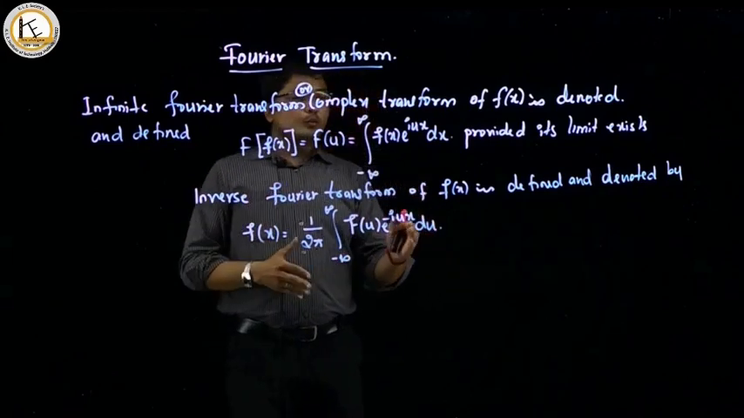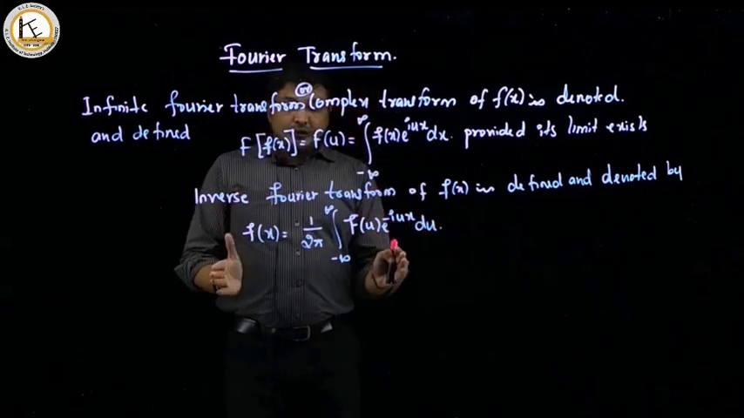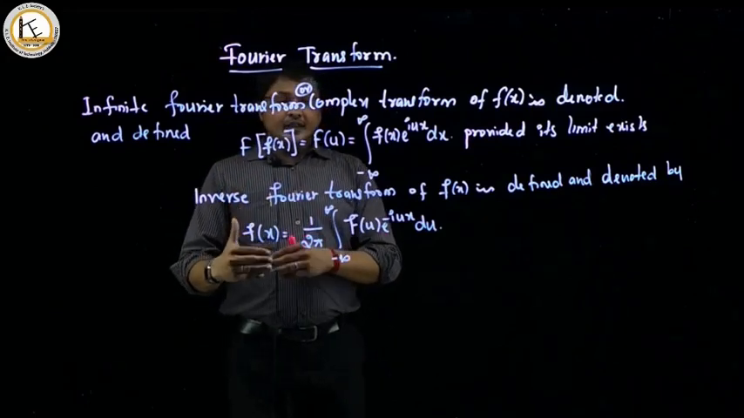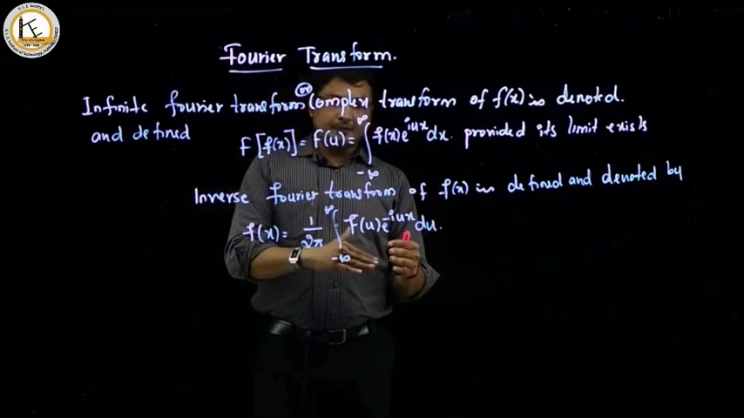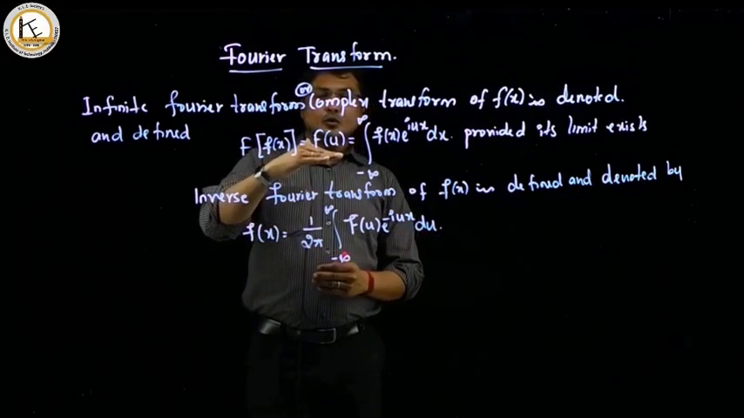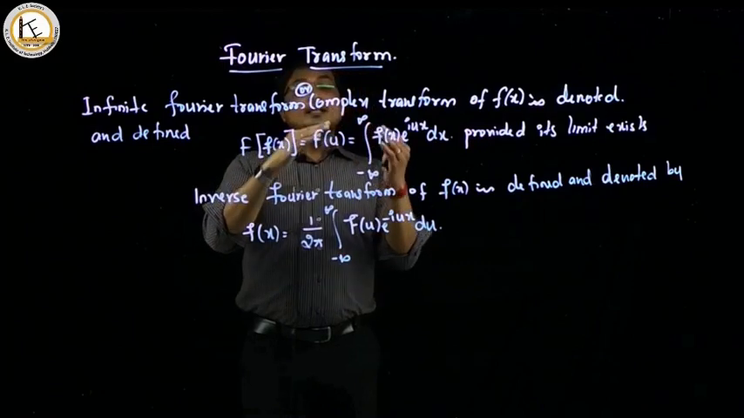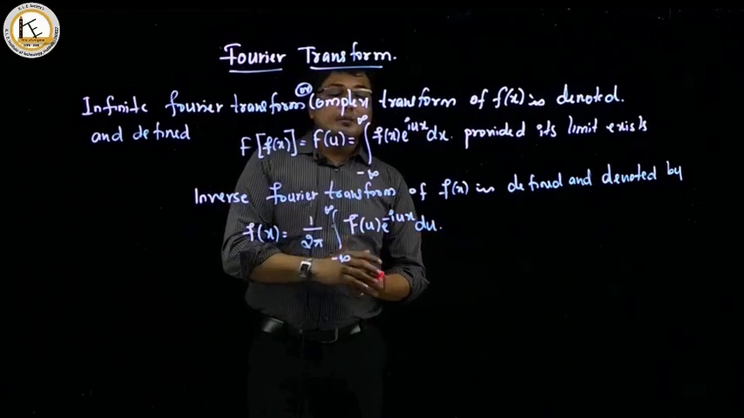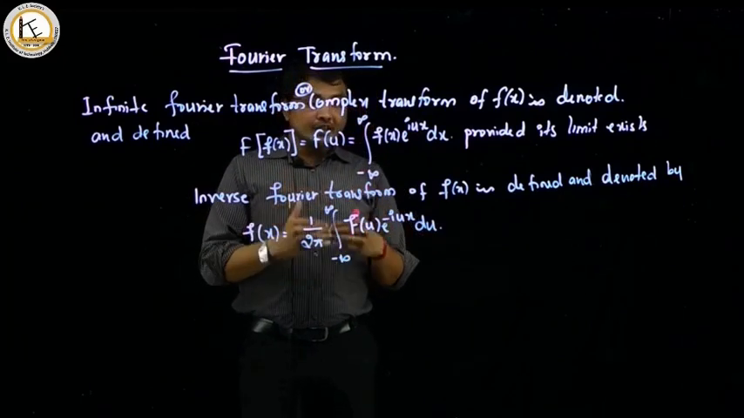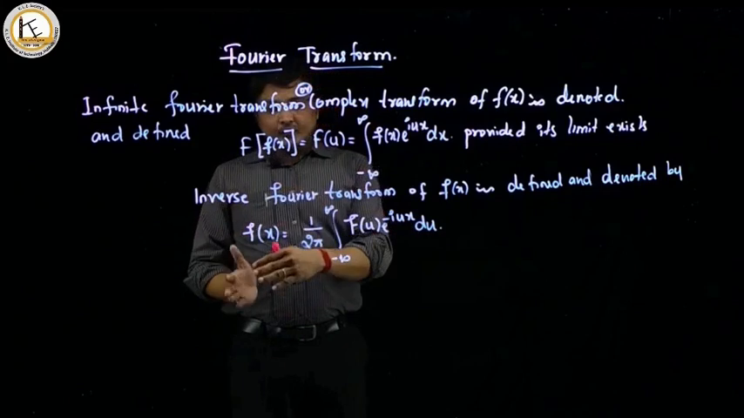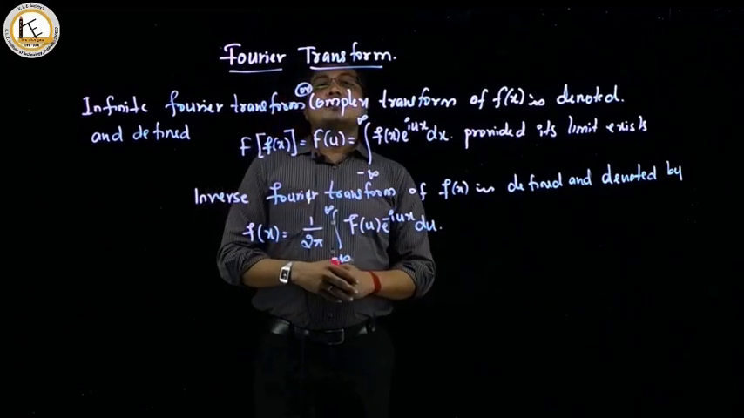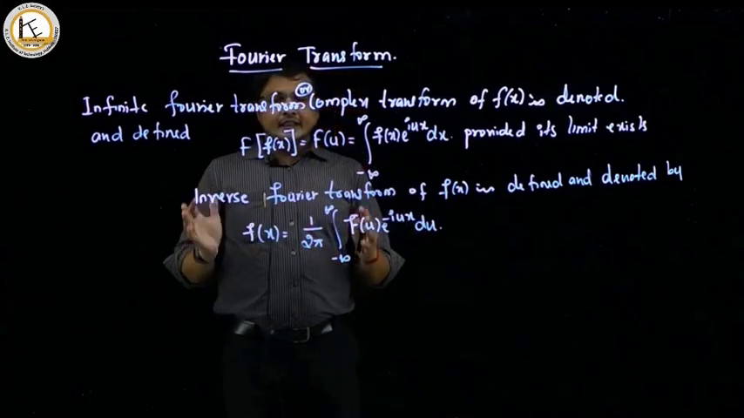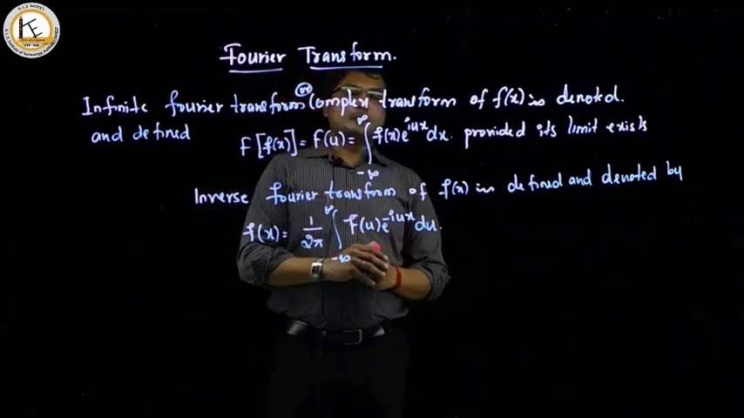The inverse Fourier transform of f of x reduces the function which is already in the frequency domain in terms of a time domain. So what does the Fourier transform do? The Fourier transform transforms a time domain in terms of a frequency domain, but the inverse Fourier transform will transform a frequency domain in terms of a time domain. So that is the difference between the Fourier transform as well as the inverse Fourier transform.